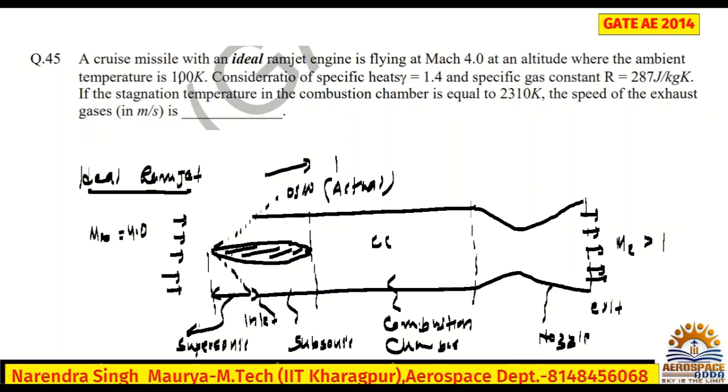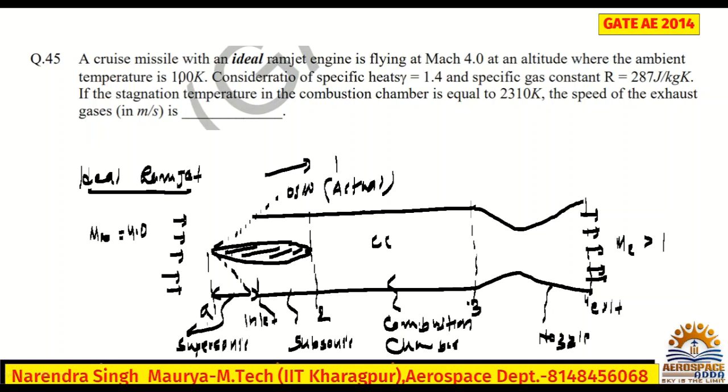So I must give the points: this is point A, this is point 1, this is point 2, this is point 3, this is point 4. Alright, I need to change the color here so it will be more clear.